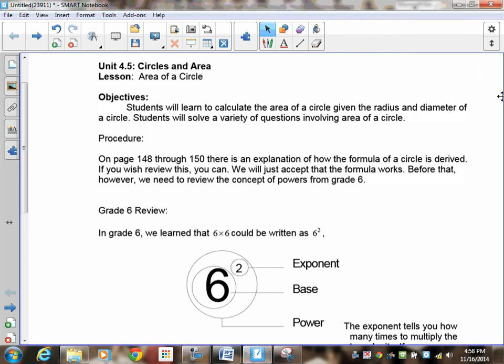Okay, welcome to our next lesson, 4.5, circles and areas. On this particular one, we're going to work with specifically how to find the area of a circle.